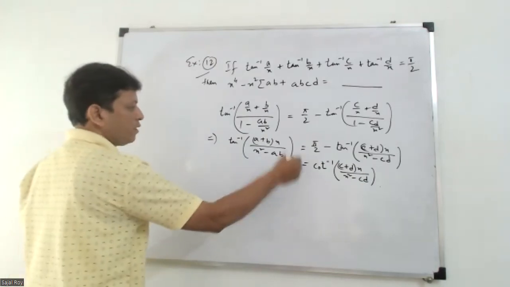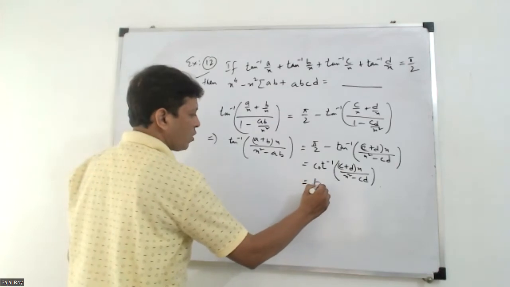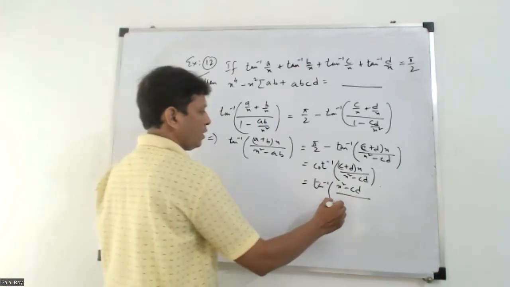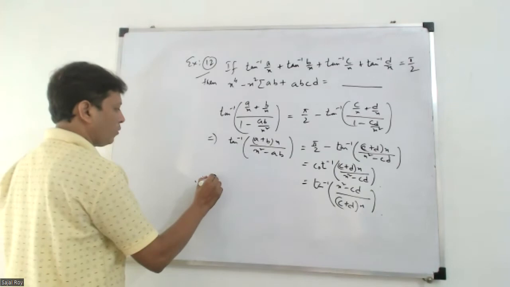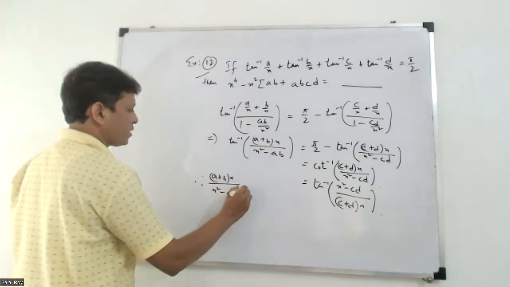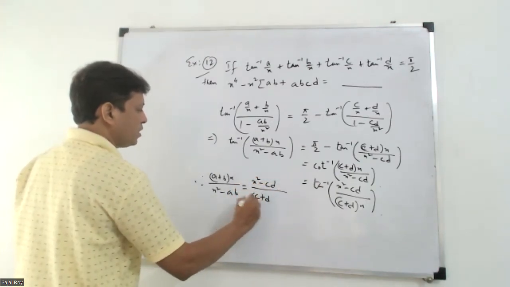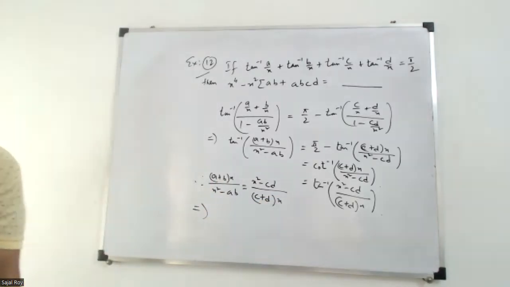So cot inverse will be the reciprocal of tan. So you can write this as tan inverse of (x squared minus cd) over (c plus d) into x. Therefore (a plus b) into x over (x squared minus ab) equals (x squared minus cd) by (c plus d) into x. If you do the cross multiplication, you will have the result.